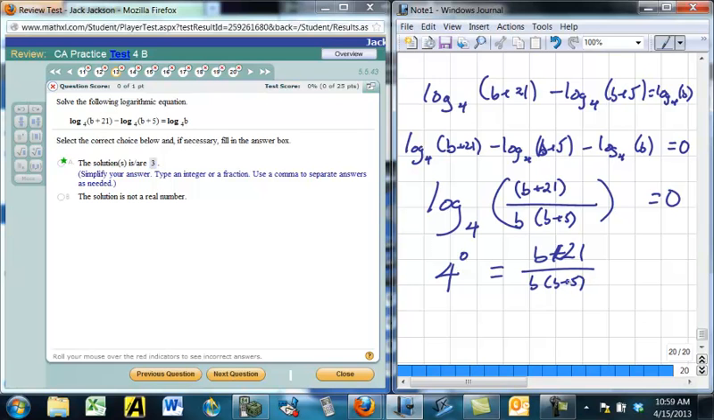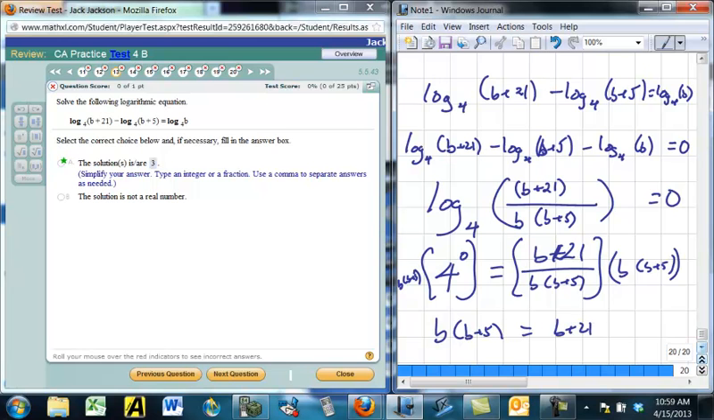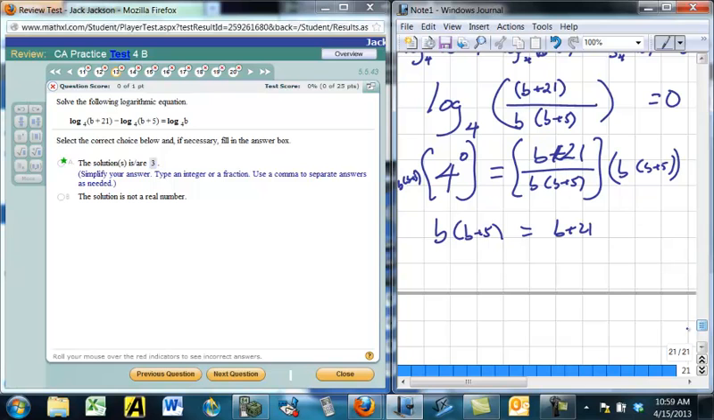Multiply both sides by b times b plus 5. And so I get b times b plus 5 equals b plus 21. Distribute here, we get b squared plus 5b equals b plus 21. That's a quadratic, so we get 0 on one side. b squared plus 4b, because we subtracted b from both sides, and then we're subtracting 21.